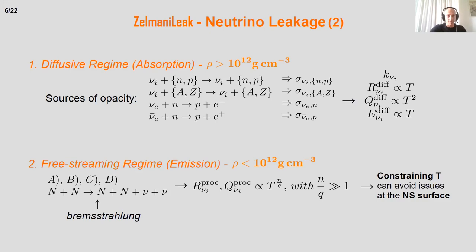So basically, this gives you a hint that constraining the temperature can avoid some issues at the neutron star surfaces, because at the neutron star surfaces, where the density is closer to the artificial atmosphere, you have more particles that are free to move, and you have the greatest change in the temperature, and this can give you some issues.